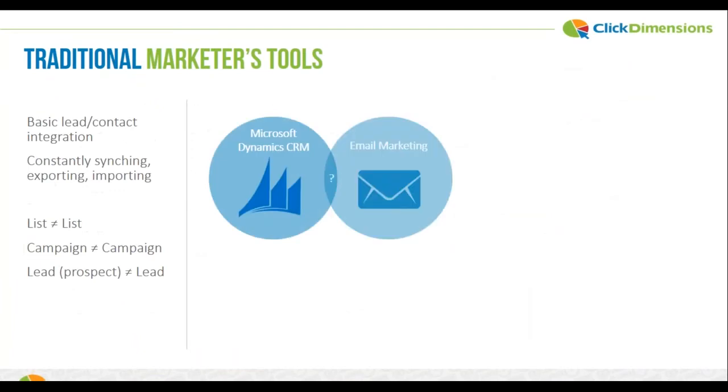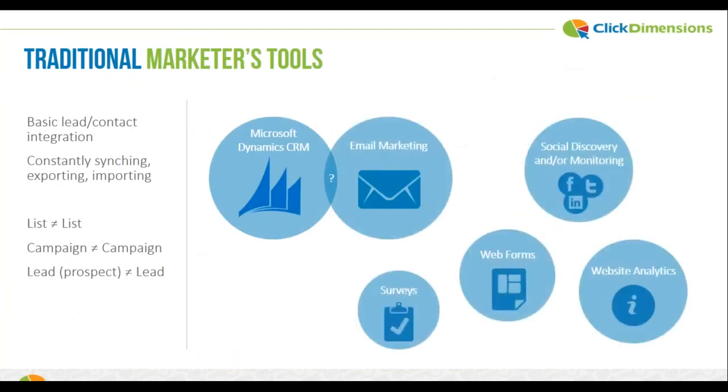Now, the difference between ClickDimensions and every other marketing automation tool out there when it comes to Dynamics is that ClickDimensions is native inside of CRM, meaning everything updates in real time for you. There are no manual steps you have to do to push or pull data in. When we compare that to other tools out there, they either have a third-party integration or there's no connection whatsoever.